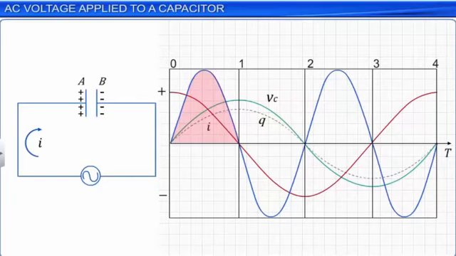The voltage across the plates is in phase with the charge q and peaks at time t = 1. As the current and voltage are both positive, it means that the power is positive.